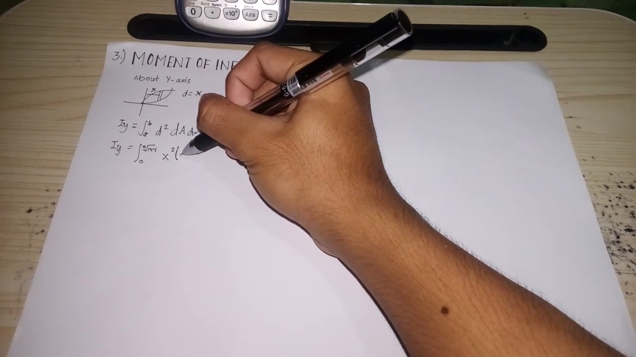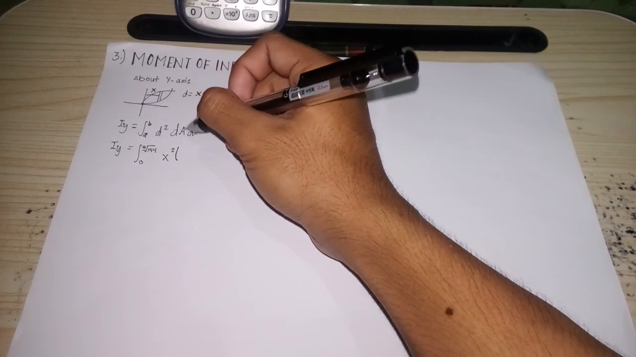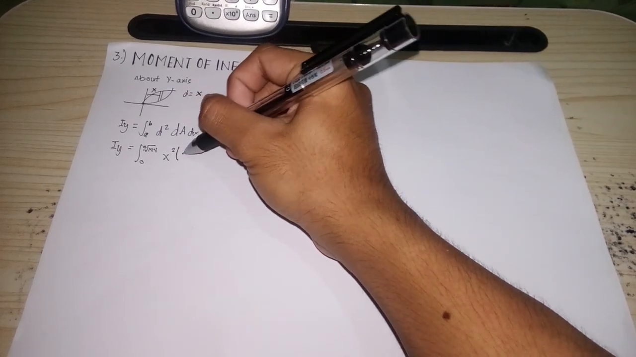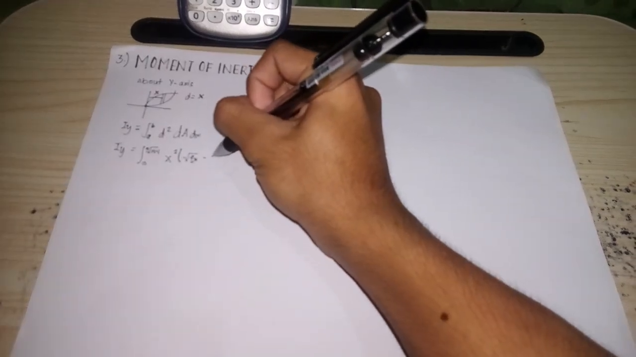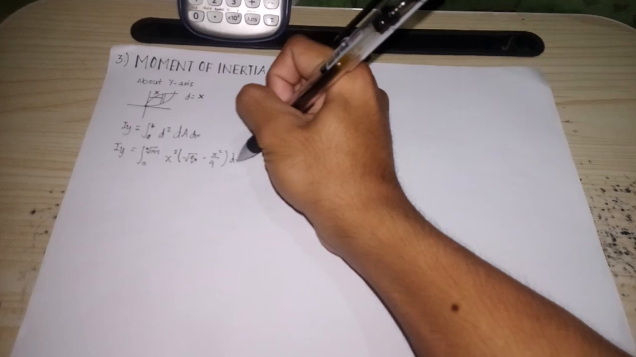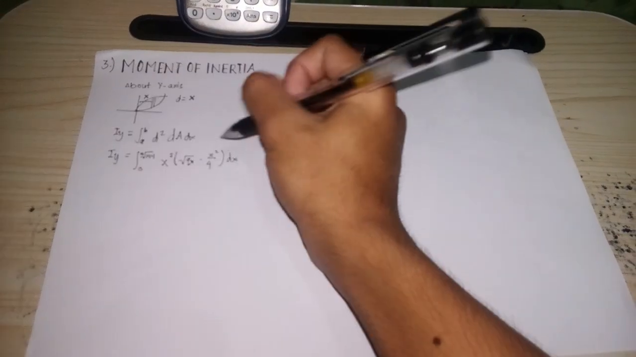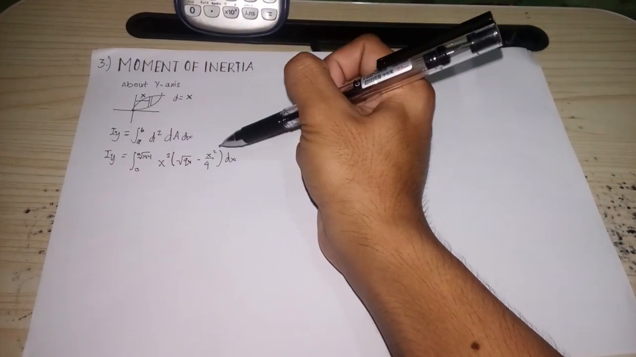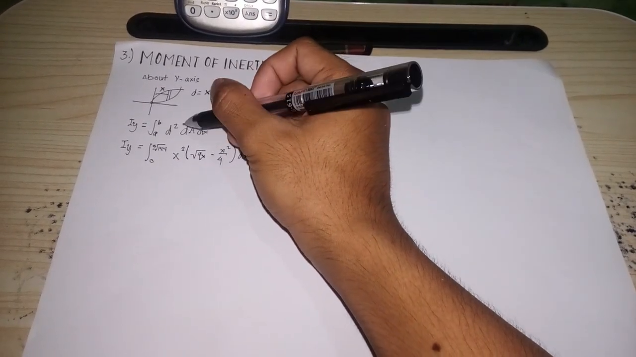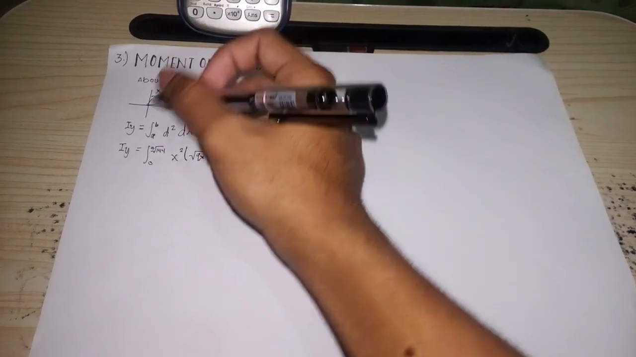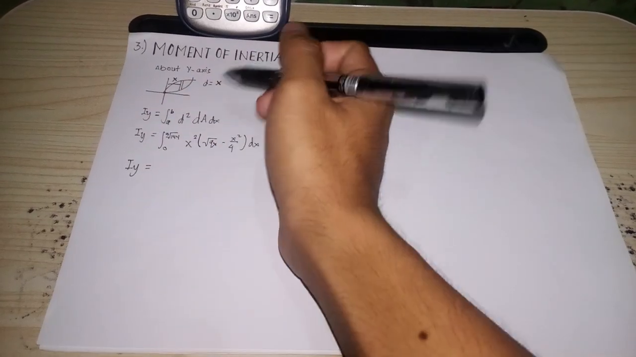This is not the area, the final answer in our area. This is the differential area, which is the square root of 9x minus x squared over 4, then dx. That's the value when we substitute the values of this in our original formula. So now we just need to calculate this.